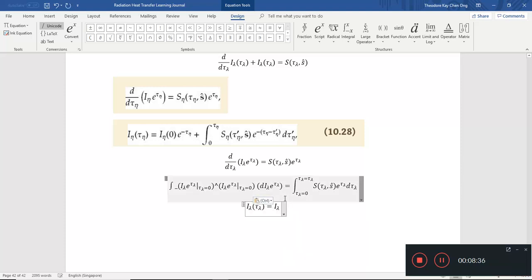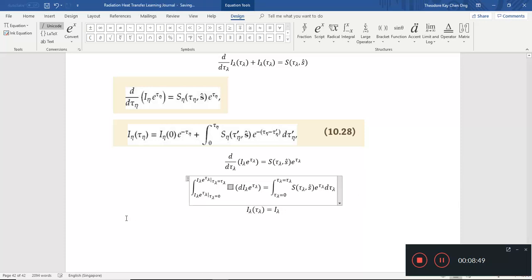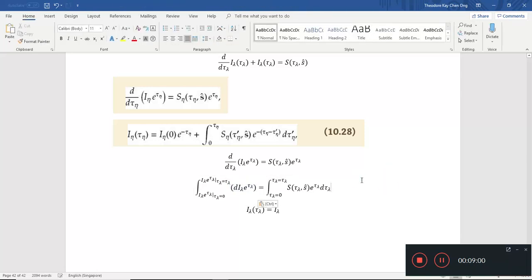So tau lambda equals tau lambda. That's all I'm doing here, and then I will want to have this little bugger here. So yeah, this is what is going on.